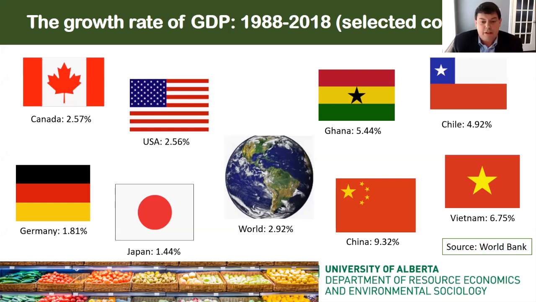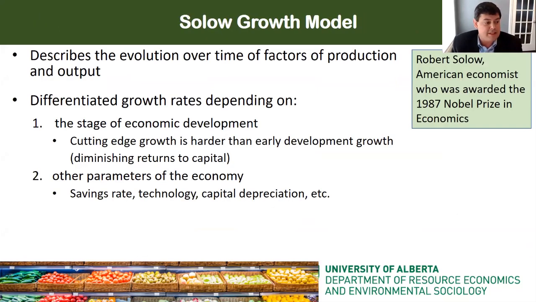Okay. So one of these models is the Solow growth model. It's perhaps the most popular growth model or long-run macroeconomic model out there. And it's a model that describes the evolution over time of factors of production and outputs, okay? So this model is able to deliver differentiated growth rates depending on the stage of economic development. So it does capture this idea that cutting-edge growth is much harder than early development growth.